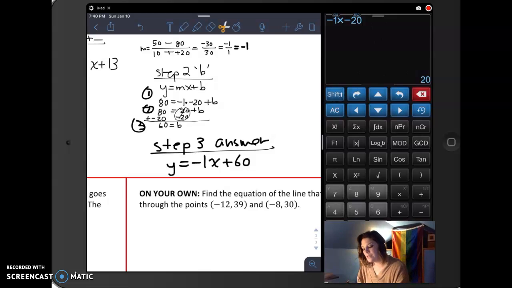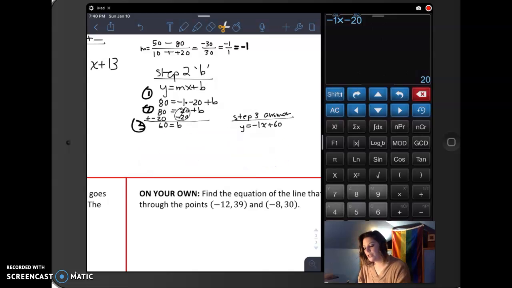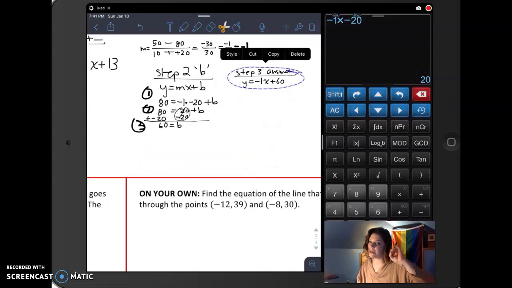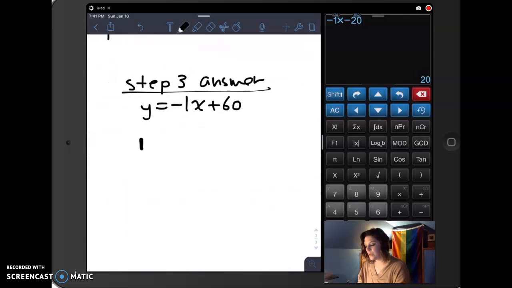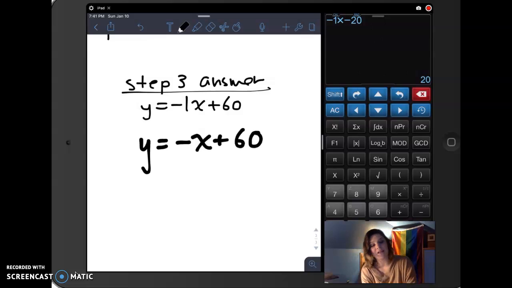But when we put this into the Schoology quiz, we want to make sure that we're putting it in with our pinkies up. We're going to reduce it all the way. So we would write y equals negative x plus 60. Remember, you can always write a negative 1 or a 1 in front of a variable without the 1.